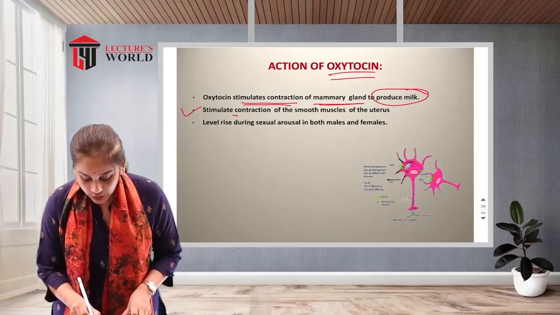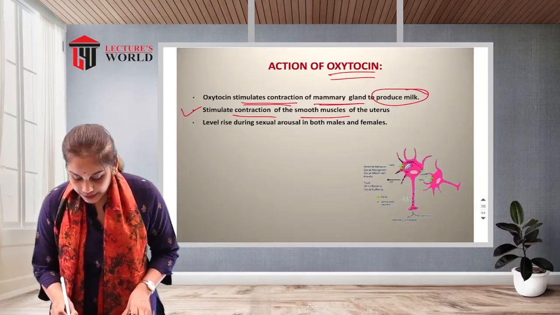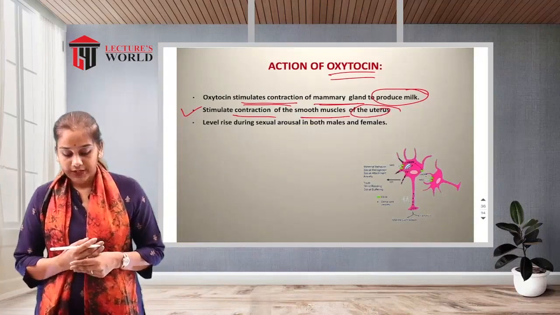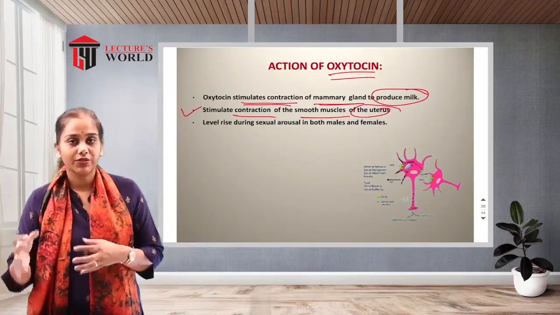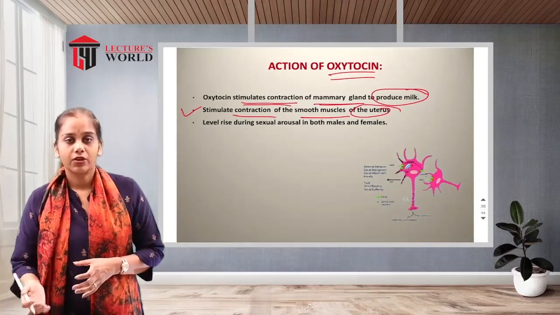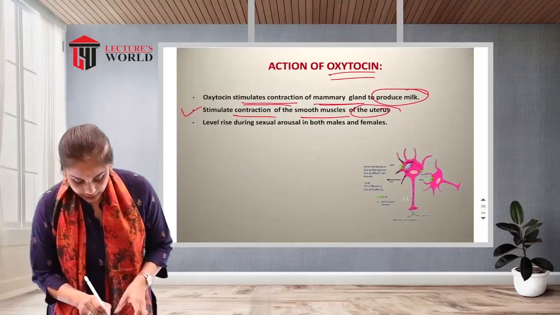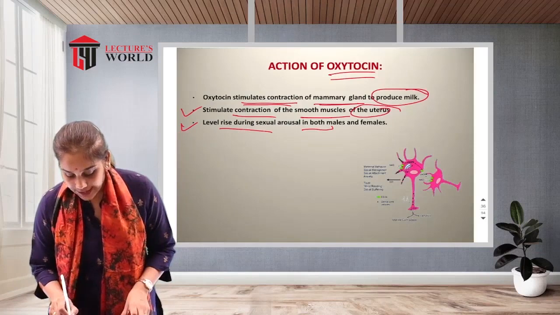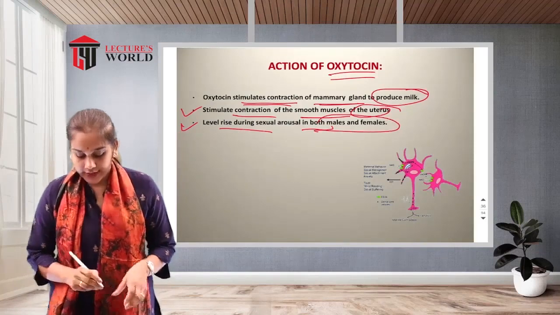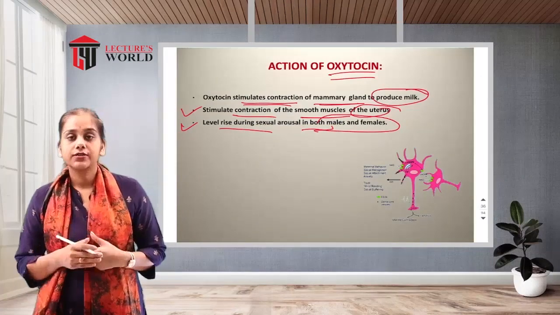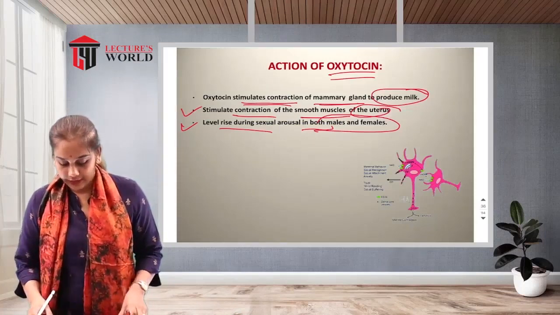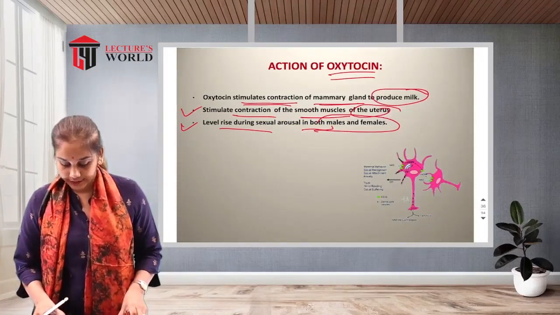It also stimulates the contraction of the smooth muscles of the uterus during the labor process or delivery. The level rises during sexual arousal in both males and females. During sexual arousal, the oxytocin level becomes high. So these are the actions, or we can say functions, of oxytocin.